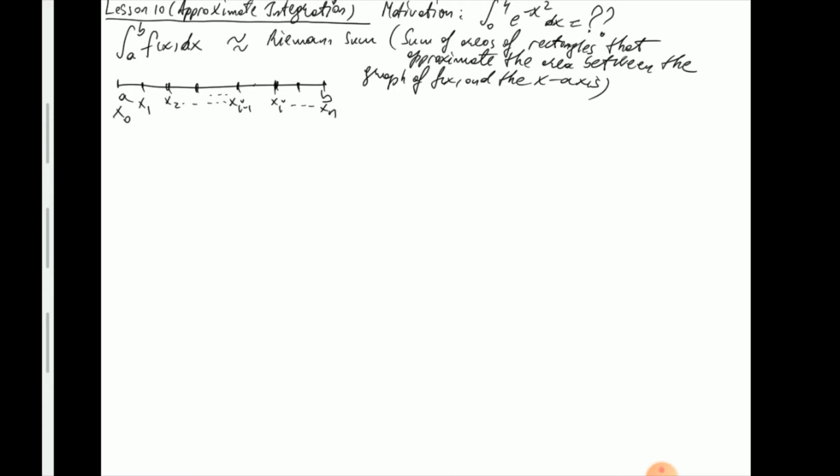Depending on how the function looks, some of the methods will give you smaller errors than others. So for the purpose of today's lesson, I'm going to go over two methods, the so-called midpoint rule and the trapezoid rule, just to see how each of them gives you a different error of approximation. There are more than two methods, but I'm going to go over only these two. So let's start with the midpoint rule.